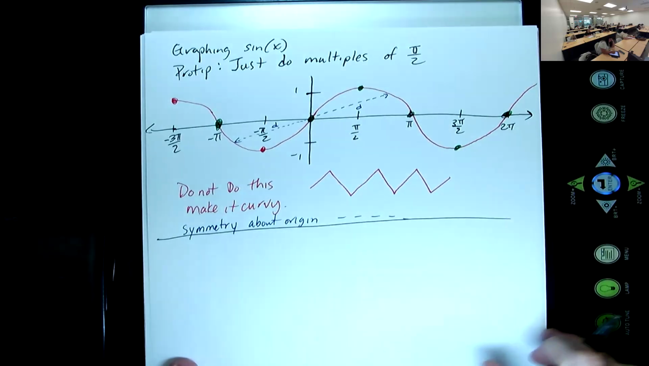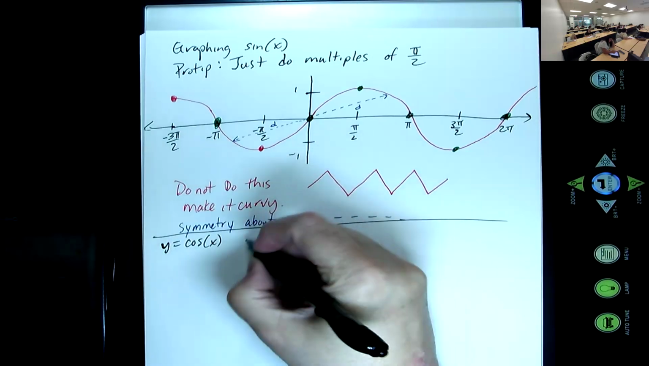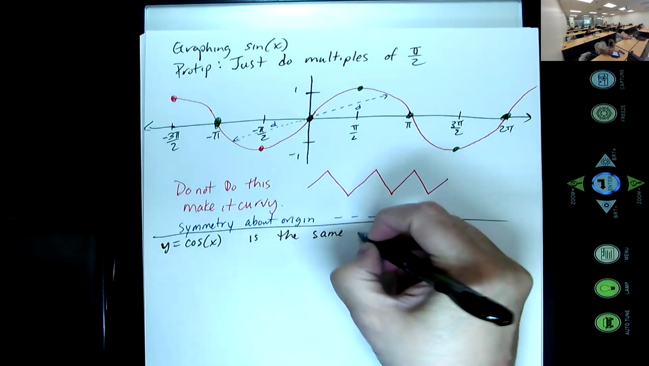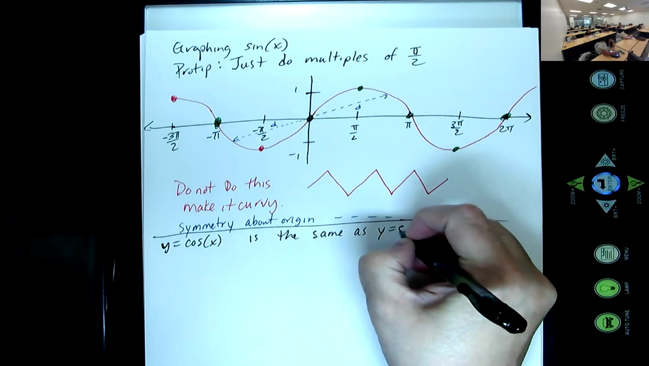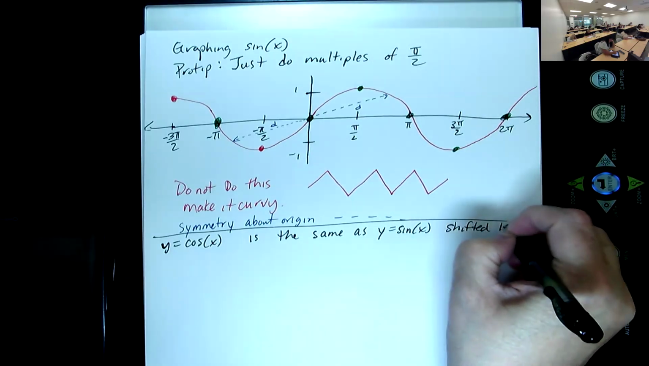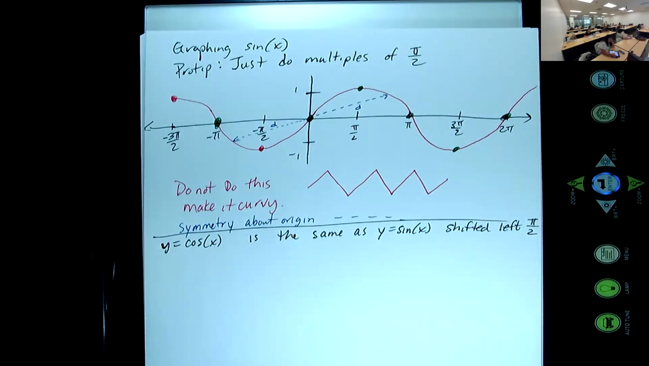Cosine is the same as sine x shifted left pi over 2. So sine of pi over 2 is 1. So we go left pi over 2, we're at 0, cosine of 0 is 1.